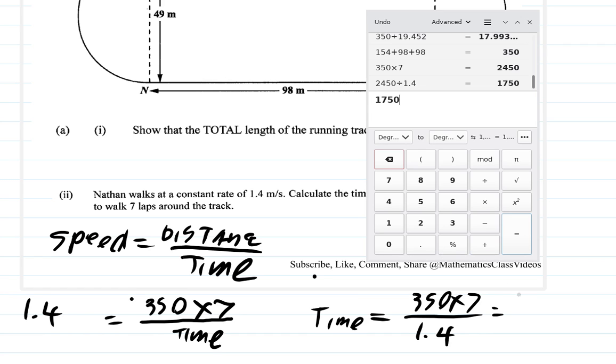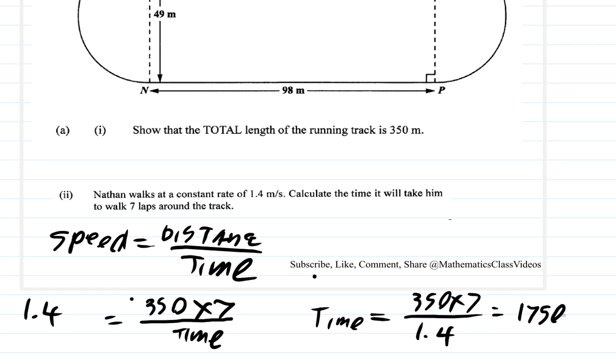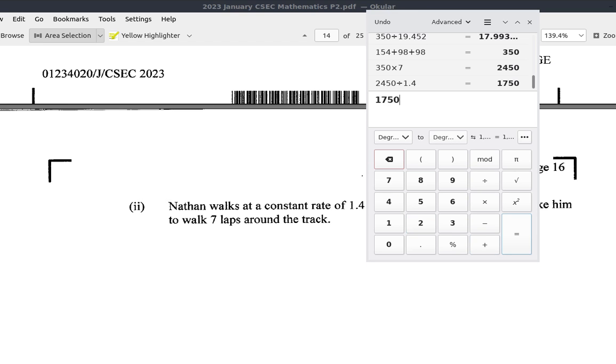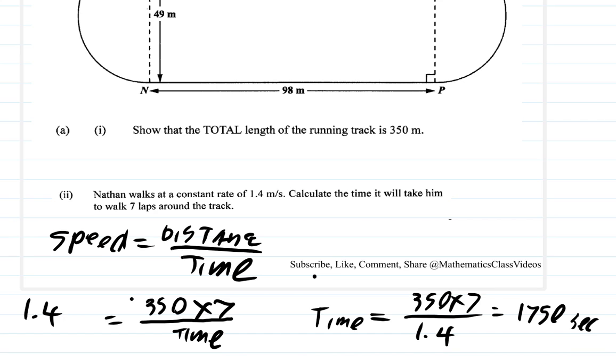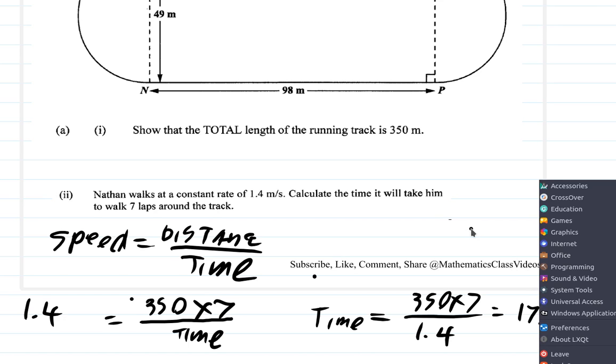Now, you could write the time as 1750 seconds because they didn't tell you to write it in minutes or hours or whatever. But let's convert it to minutes. See how many minutes are in 1750 seconds.